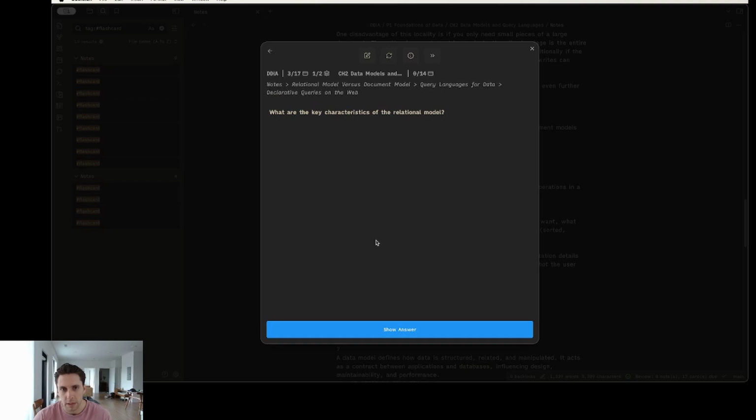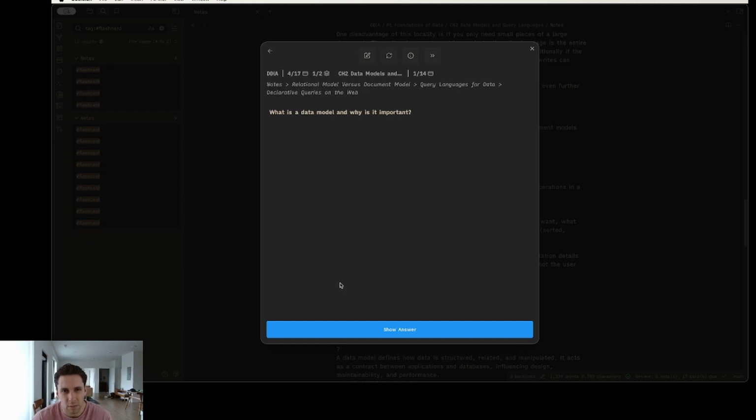What are the key characteristics of relational models? Schemas, foreign keys, joins, and data normalization. Structured data with schemas, tables, and foreign keys. I got that. SQL for querying, declarative language. Enforces normalization and strong consistency. I got the normalization part there. And then decades of tooling, and we'll say that was hard because I didn't get two of those.